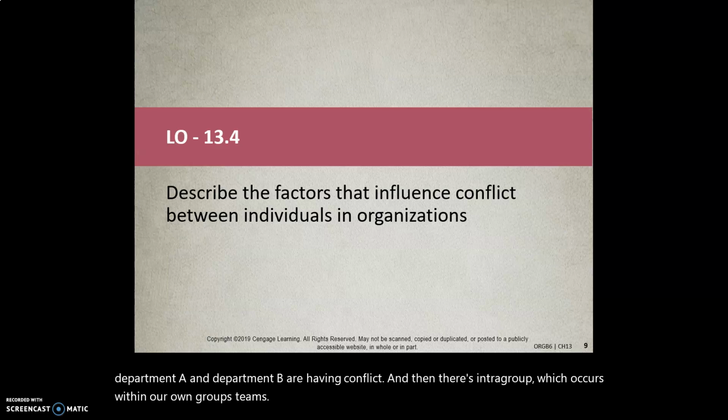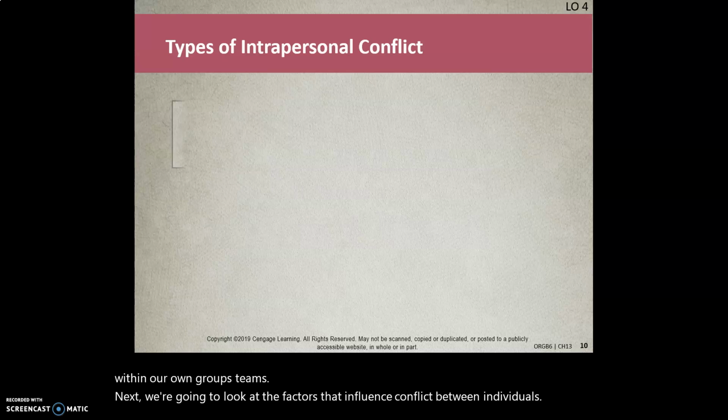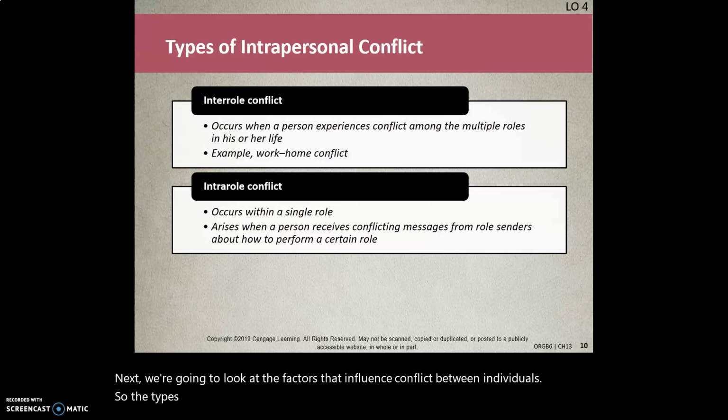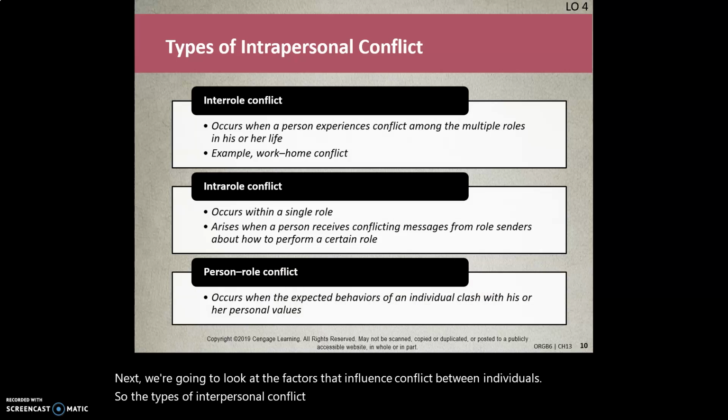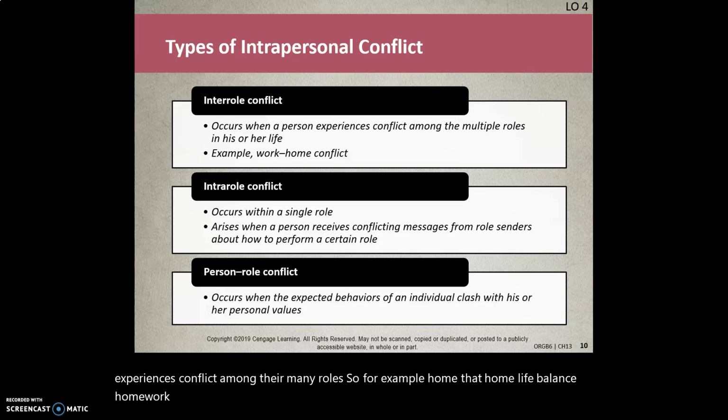Next, we're going to look at the factors that influence conflict between individuals. So the types of intrapersonal conflict. There's interrole conflict. This is just when a person experiences conflict among their many roles. So for example, home-life balance, home-work conflict, home service to the community conflict, work service to the community conflict, you get the idea.